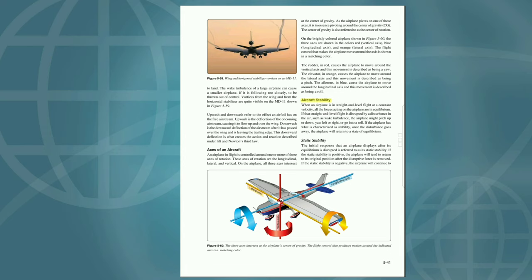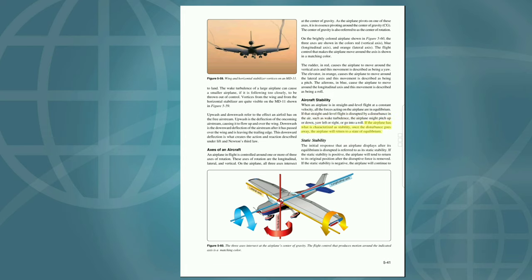Aircraft stability. When an airplane is in straight and level flight at a constant velocity, all the forces acting on the airplane are in equilibrium. If that straight and level flight is disrupted by a disturbance in the air, such as wake turbulence, the airplane might pitch up or down, yaw left or right, or go into a roll.